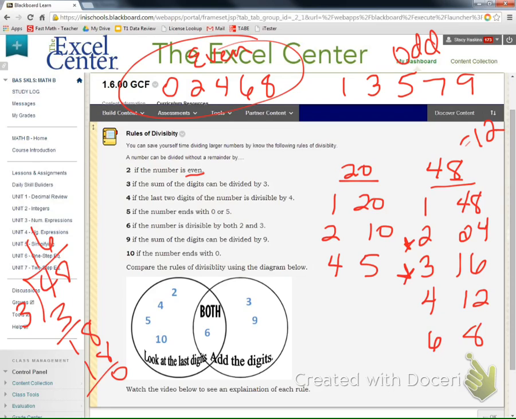Some of these rules involve looking at the last digits of numbers. The rules of 2, 4, 5, and 10 all deal with looking at the last digits. This will help you remember these rules. The rules of 3 and 9 are the rules where you have to add up the digits and then ask yourself, can you divide by it? And then finally, the rule of 6 involves both.